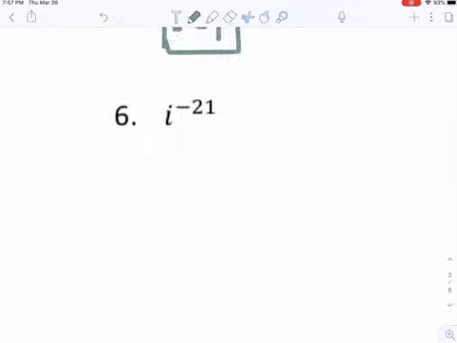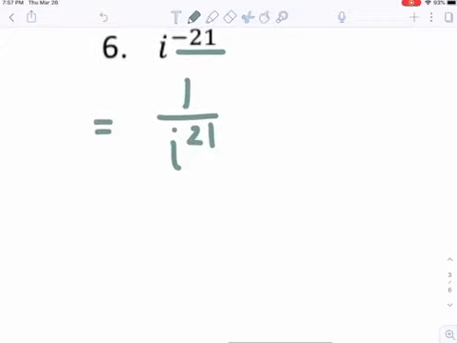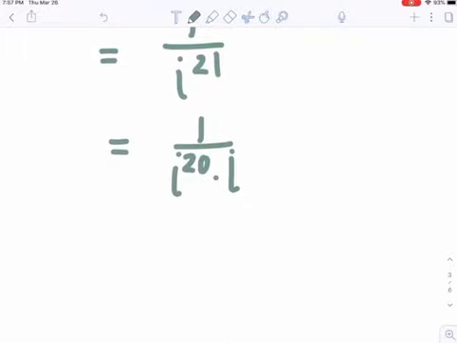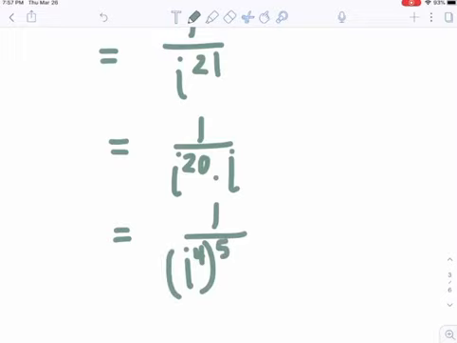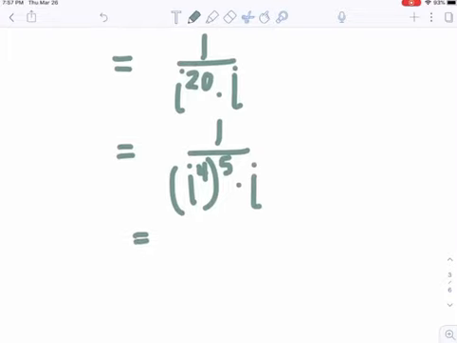Okay, lastly, number 6. So again, I have a negative exponent, so I'm going to make this 1 over i to the 21st. Now it's positive. The next number that's divisible by 4 under 21 is 20. So I'm going to make this i to the 4th to the 5th power, right? 20 divided by 4 is 5, and we're going to leave i. That's the one with an exponent under 4 that's not going to change. We're just going to leave that as i.